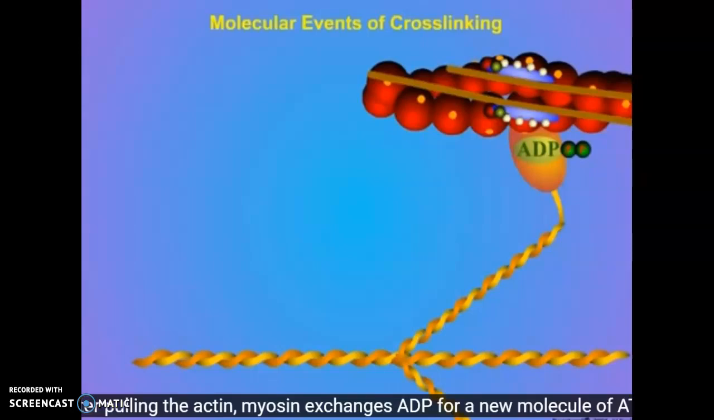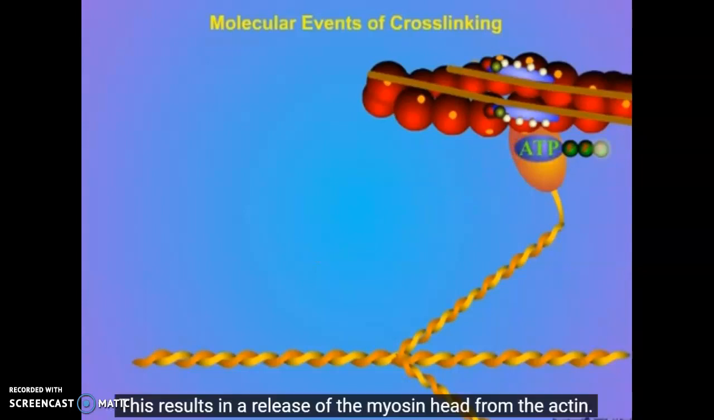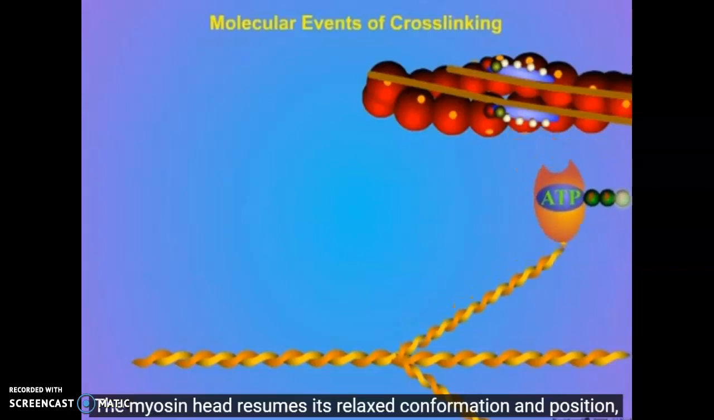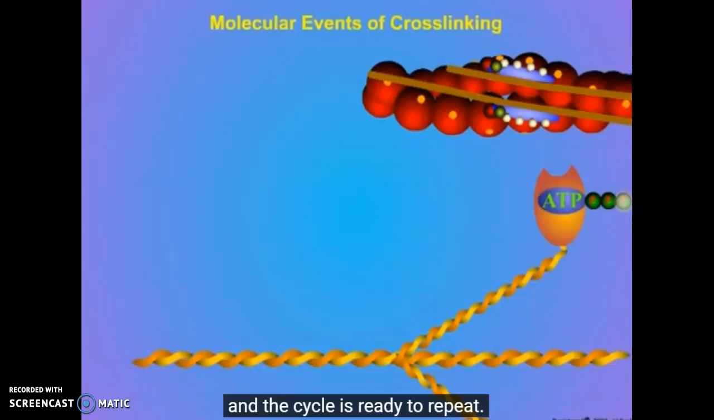After pulling the actin, myosin exchanges ADP for a new molecule of ATP. This results in release of the myosin head from the actin. The myosin head resumes its relaxed conformation and position, and the cycle is ready to repeat. Let us watch the cycle repeat several times.